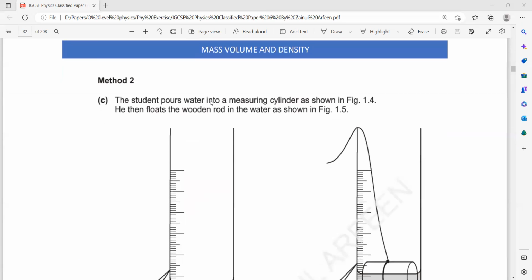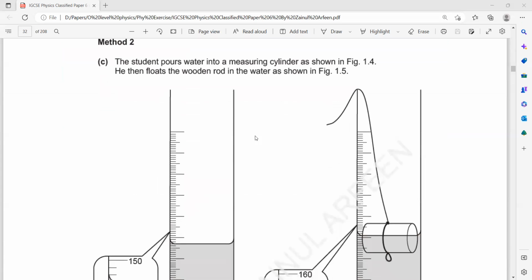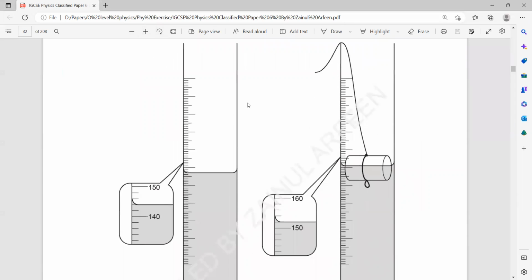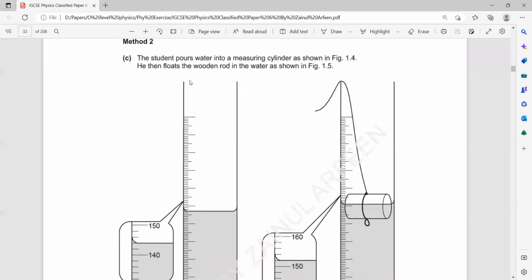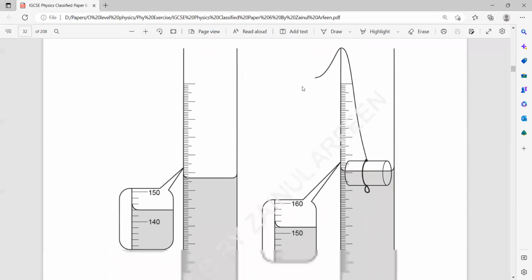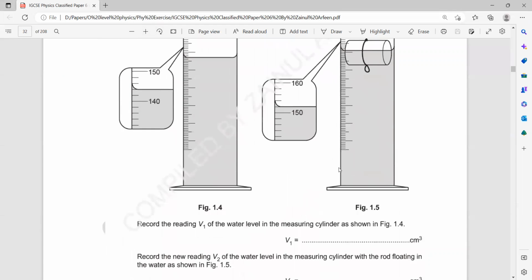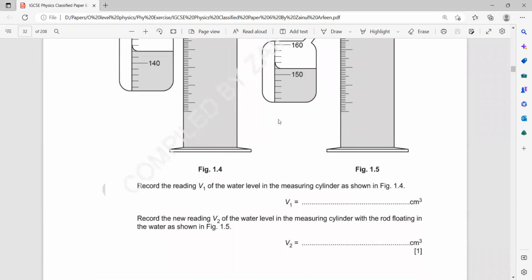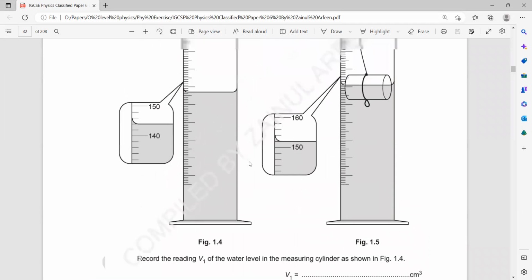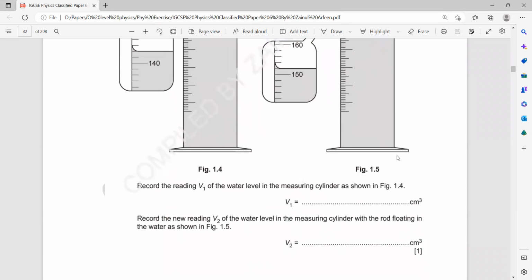In method 2, the student pours water into a measuring cylinder, as you can see. He then floats the wooden rod and records the values V1 and V2. You can use the screen annotation to complete the values for V1 and V2. What is the value for V1 and what is the value for V2? Use the screen annotation to complete this.